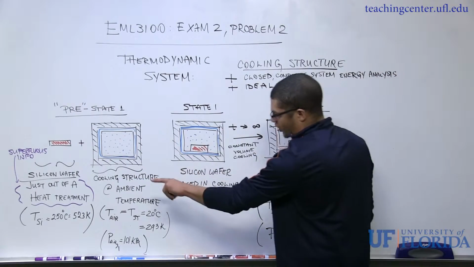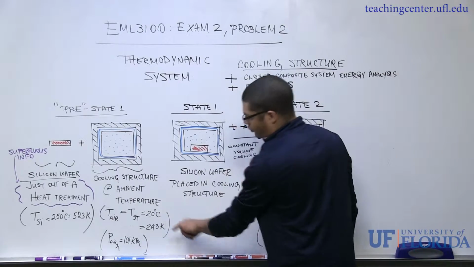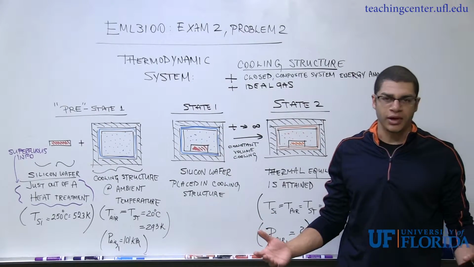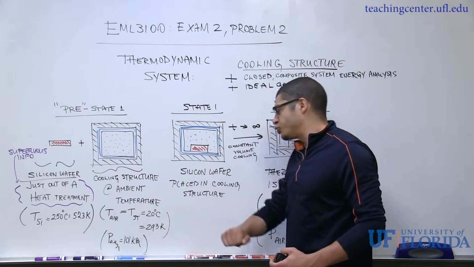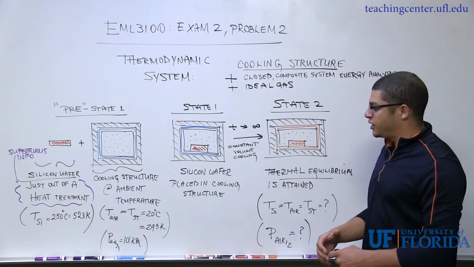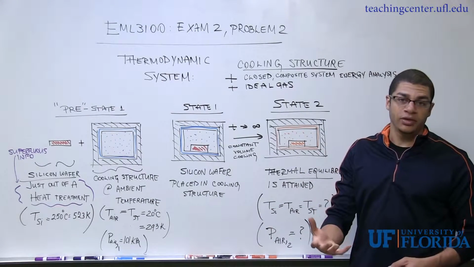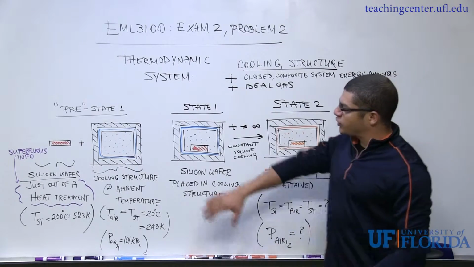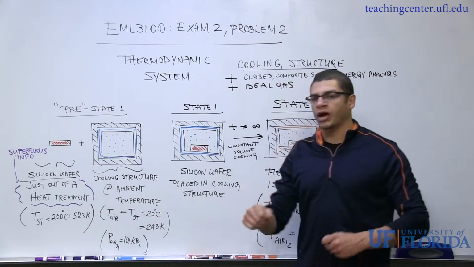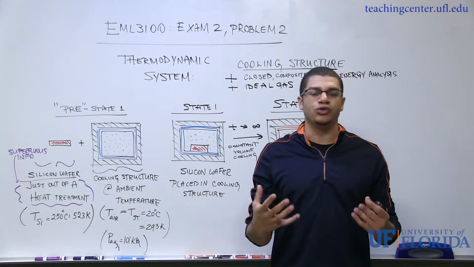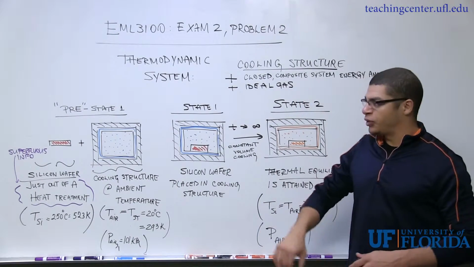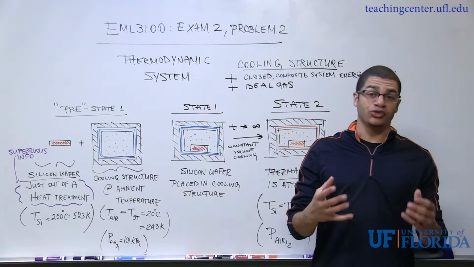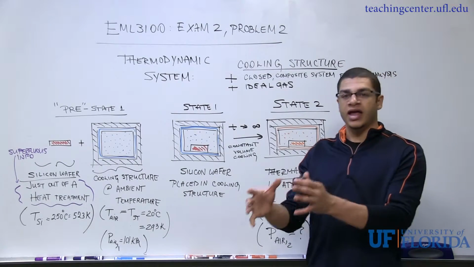Initially, the cooling structure and the air are both at ambient temperature, so approximately 20 degrees centigrade, and in Kelvin, 293. And the air pressure is at ambient as well, 101 kilopascals. So I've labeled this as pre-state 1 because, again, these conditions do play into the analysis, but thermodynamically we're concerned with a beginning state and an end state.